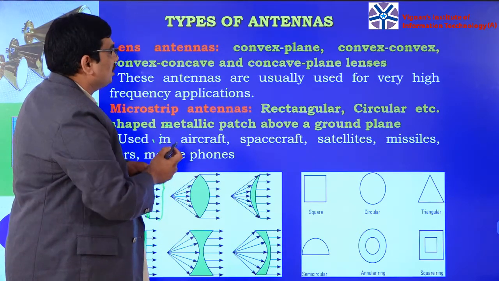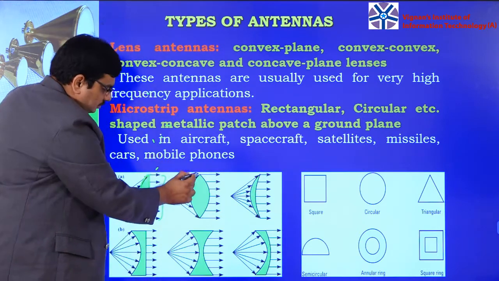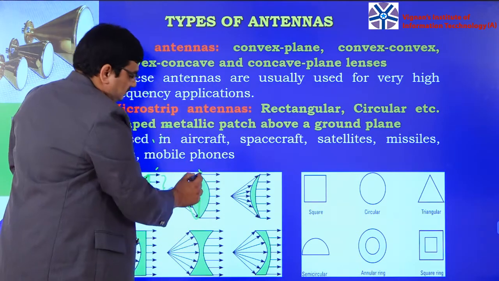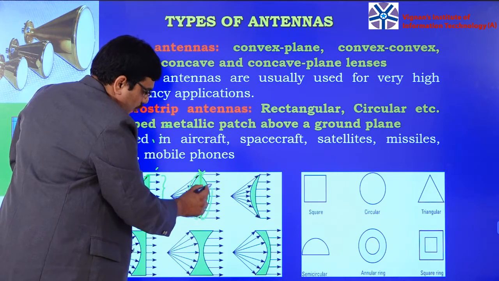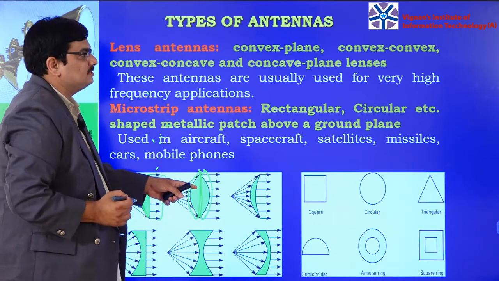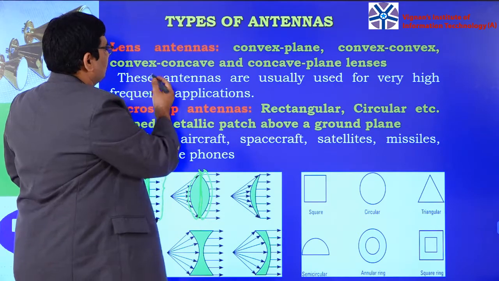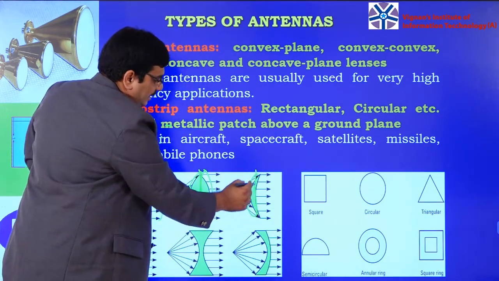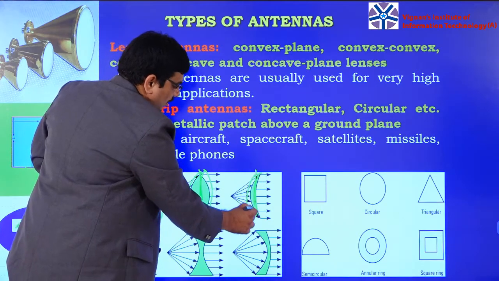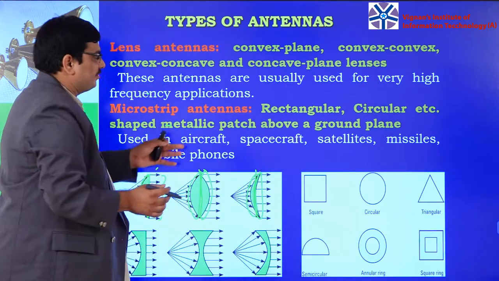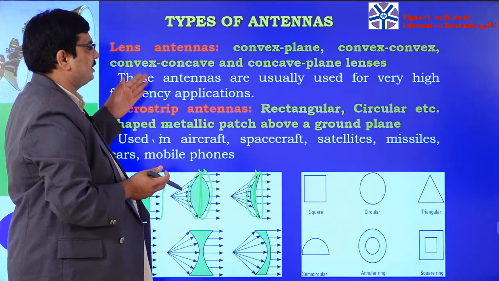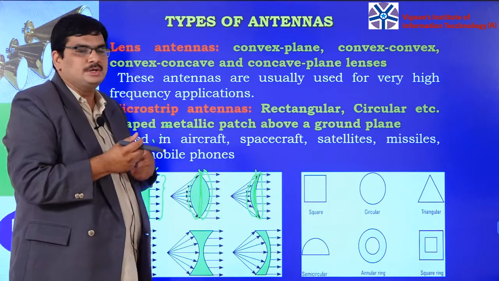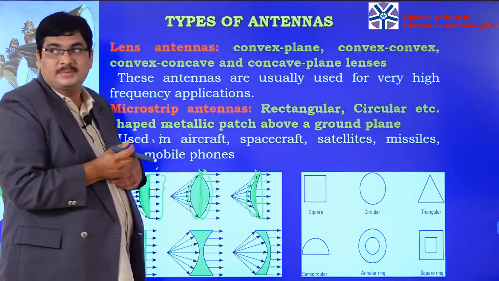The next one is the convex. Convex means some angular shape. This is also on the transmitter and receiver side, both sides will be convex, that means a circular shape. And the third one is the convex concave. The convex shape is somewhat like this, and convex concave is also like the same convex way. So these are the different shapes of lens antenna, and these are mainly used for high frequency applications.